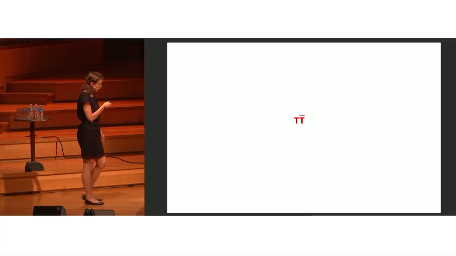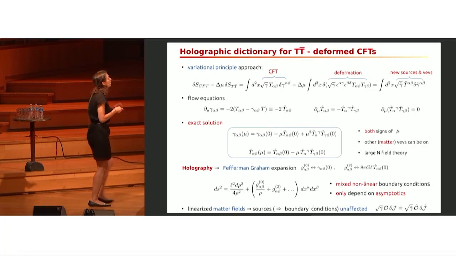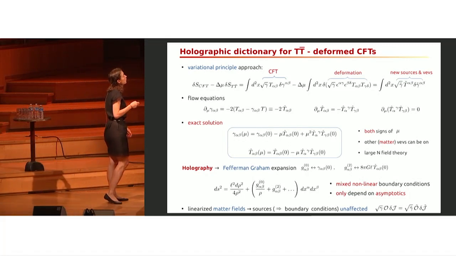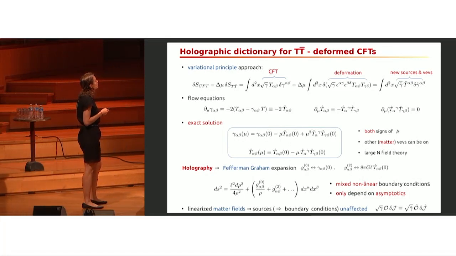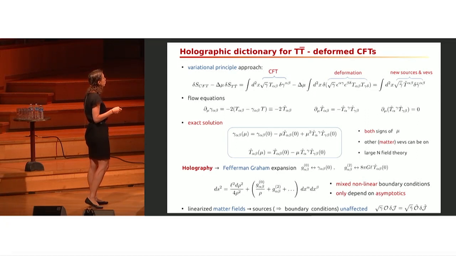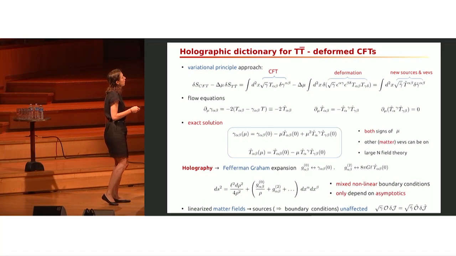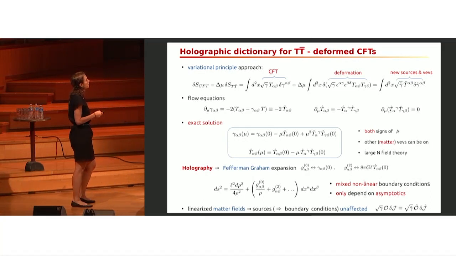Okay, in the last couple of minutes, let me talk about TT-bar. The idea is that we apply exactly the same thing to the TT-bar deformation. We look at delta S_CFT minus delta S_TT-bar, and try to write it as new VEV times delta new source. Doing that, we get flow equations for the metric and the stress tensor. It's good to introduce T hat, which is T minus the trace. The solution of this flow equation is really trivial: T hat is linear in mu, and the boundary metric is quadratic.